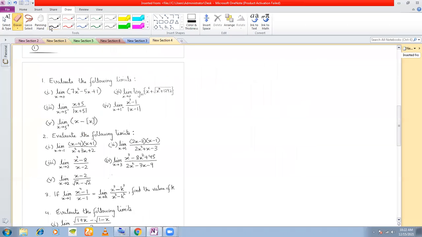Now, how do you evaluate limits, if they exist? Let's look at problem 1. Evaluate the following limits. We take L is equal to limit x tends to 0 of 7x square minus 5x plus 1. Whenever a limit is given, try to take it as L. It will simplify your task a little. Now we need to evaluate this limit directly. You don't need to check whether the left hand limit and the right hand limit exist. Assuming that the limit exists, you just need to find out the value of the limit. So how do you find out the value of the limit? Here you put x is equal to 0 directly.